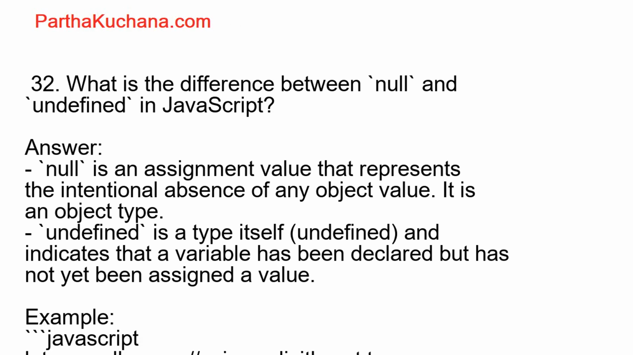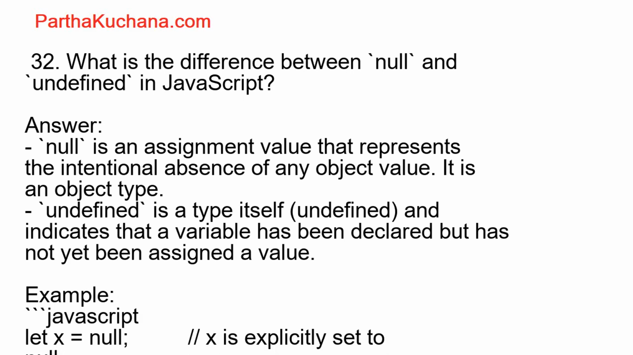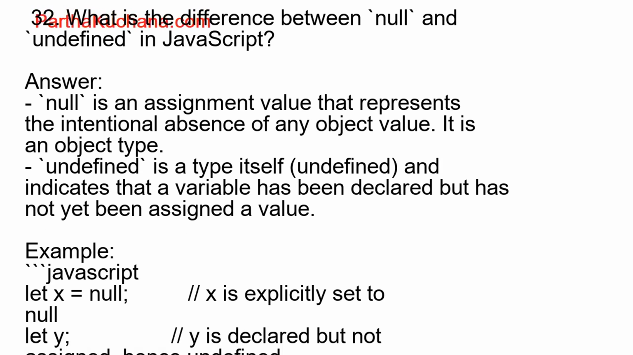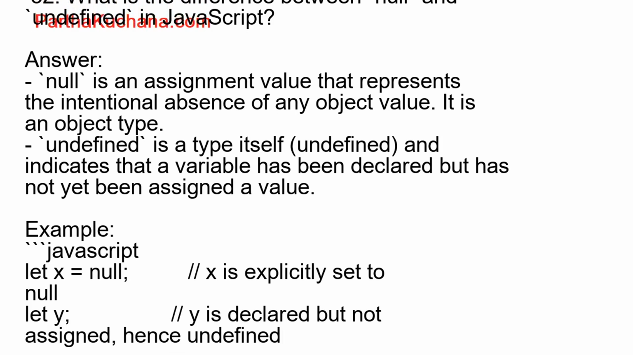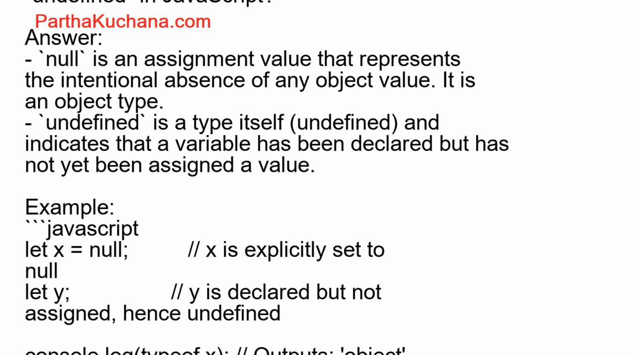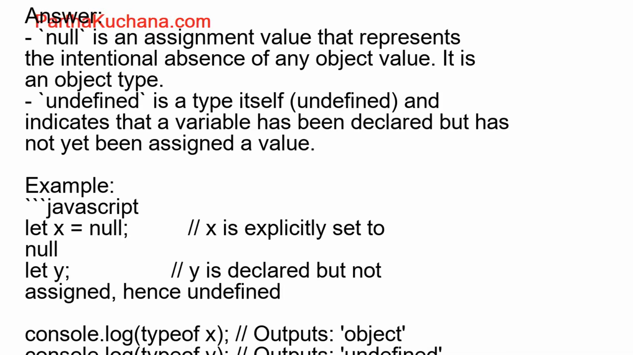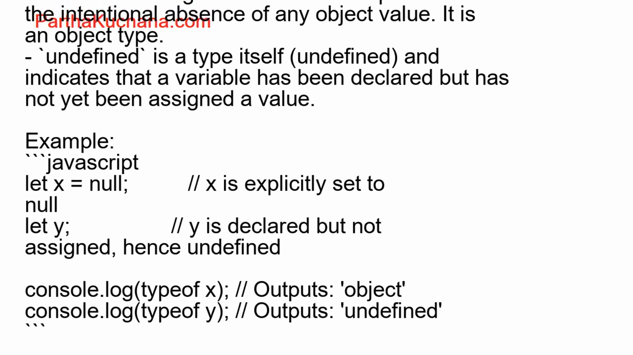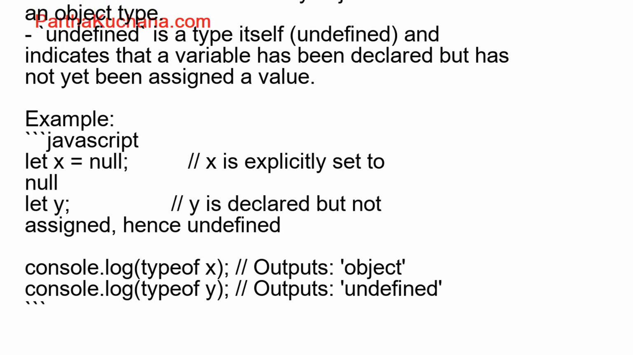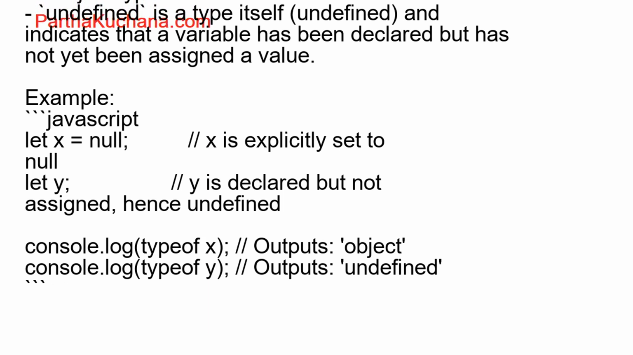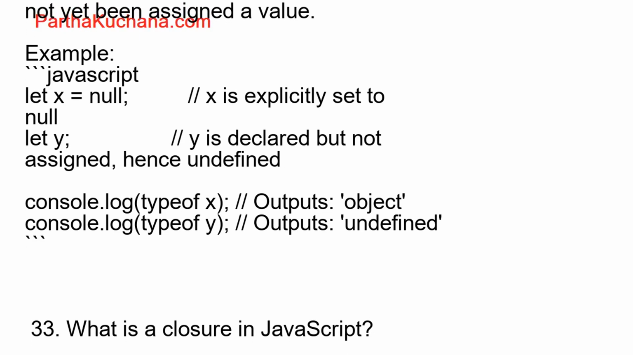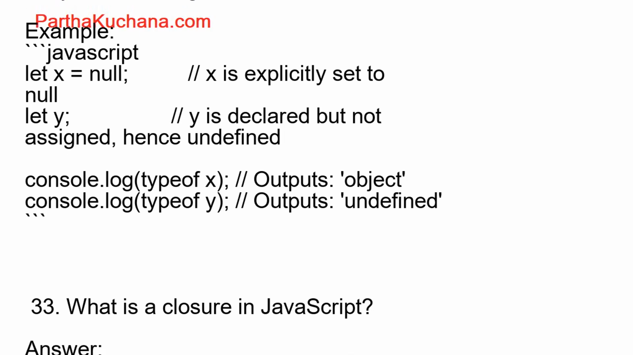Example, JavaScript. console.log start. setTimeout equals console.log timeout callback, 0. console.log end. // outputs: start, end, timeout callback. 35. What are higher order functions in JavaScript?